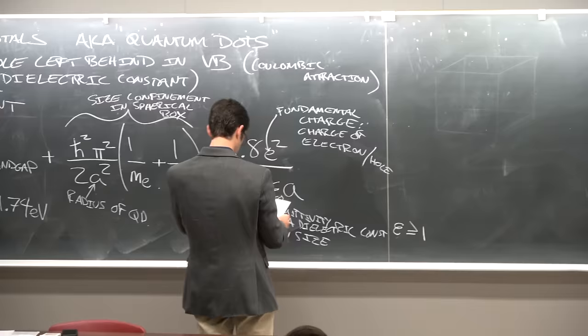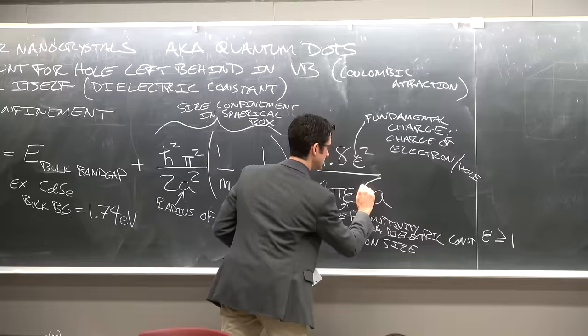Okay, so what's this? This is the permittivity of free space, that's epsilon naught.